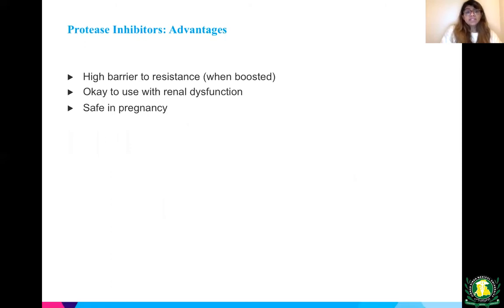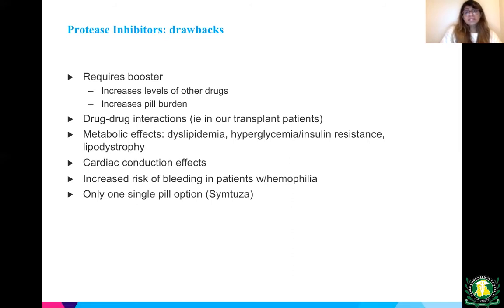And so some advantages: it's a high barrier to resistance when you're using the boosted PI. And it's okay to use if you have kidney issues, and it's actually safe in pregnancy. But the drawback is it does require a booster. So the booster is boosting the medication. So if it's boosting the PI, it's going to boost other drugs that patients take. So it increases levels of other drugs. So there's a big issue of drug-drug interactions. And I make a comment that especially in our transplant patients, they're on so many medications and so many immunosuppressants that it is really difficult for our transplant patients to be on protease inhibitors. So those are kind of the biggest drawbacks.